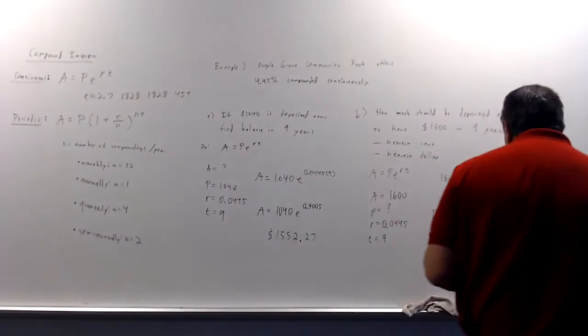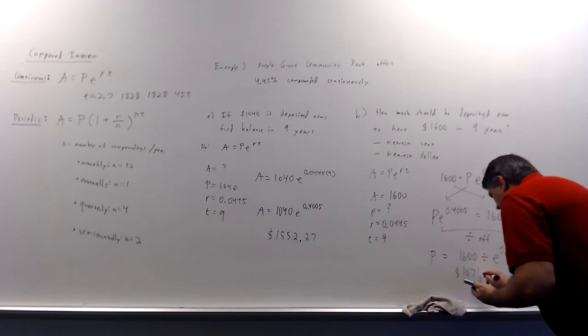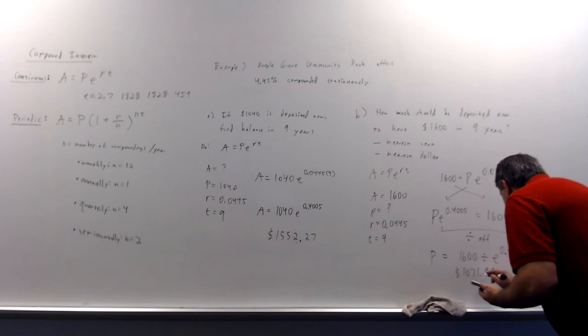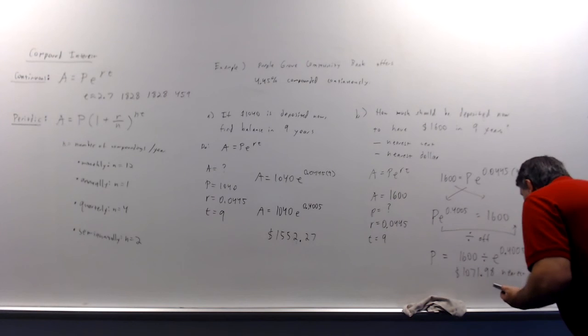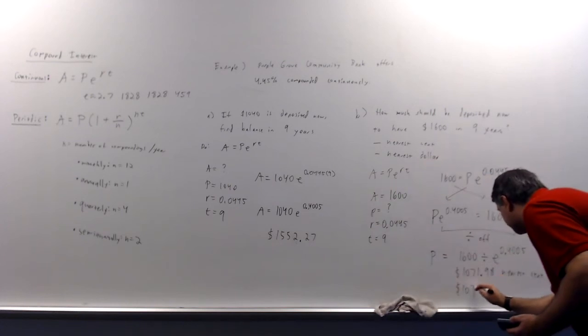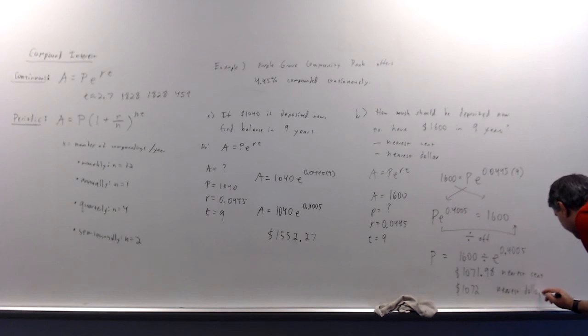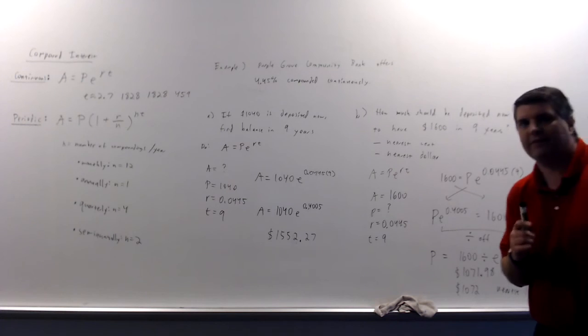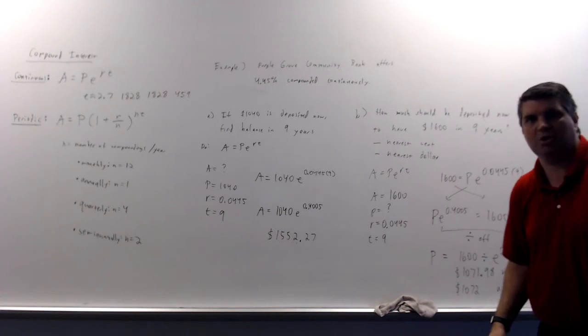Hit enter or equal. So to the nearest cent, that's going to be $1,071.98. The problem also said it wants the nearest dollar. So the nearest dollar, that is $1,072. Unless given reason to do otherwise, assume nearest cent.